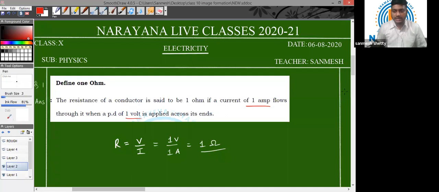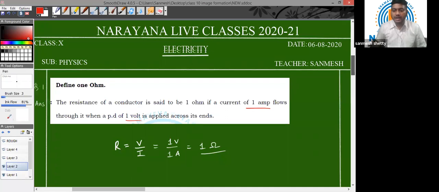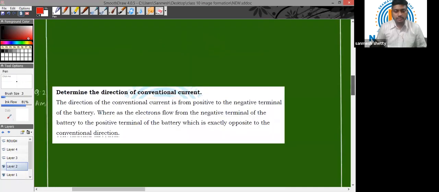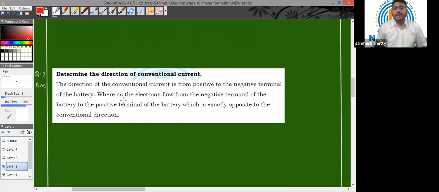I hope the point is clear, children. Let us proceed to our next question. Determine the direction of conventional current. Now we know that, children, in a circuit when we connect a battery, the current flows from positive to negative. So that is the direction of conventional current.